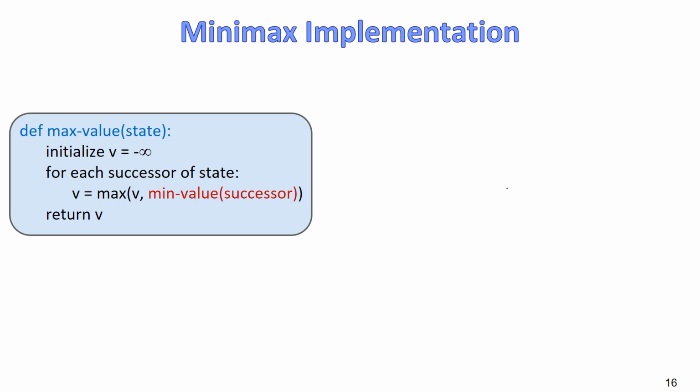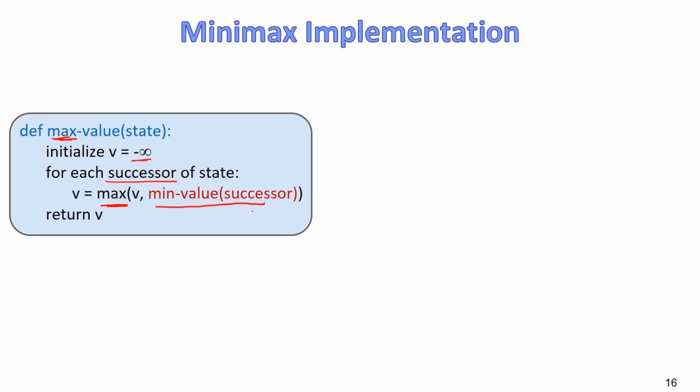In terms of implementation, we'll have to have at least two functions, right? One for maximizing, for our agent, and the other for the opponent player. So for the agent, it will be max value. The value of the state will be initialized to a very small value, minus infinity, and then it will try to maximize the values given from all the successor states. So for every successor state, it will call min value of the successor. Why is that?